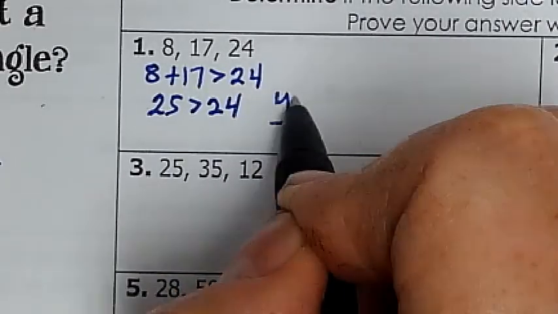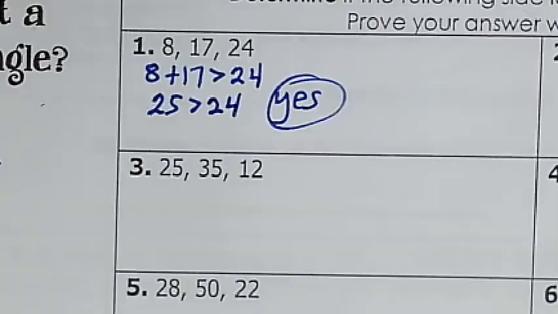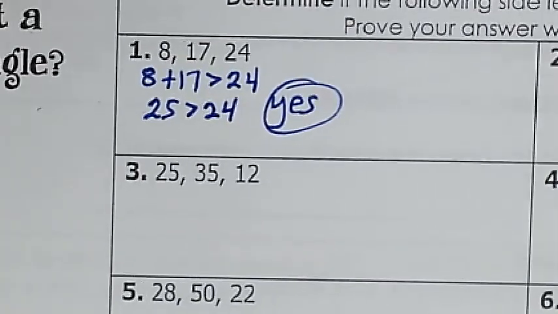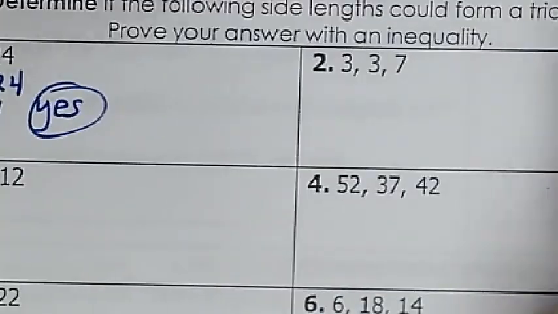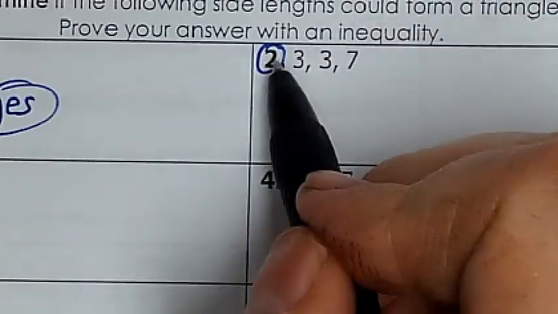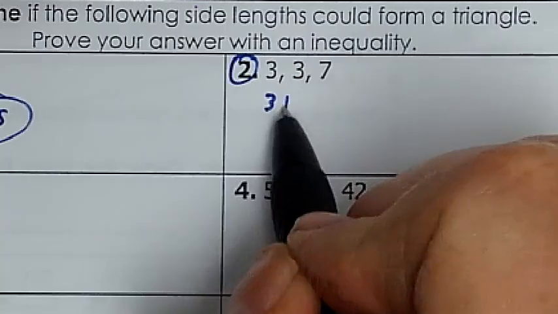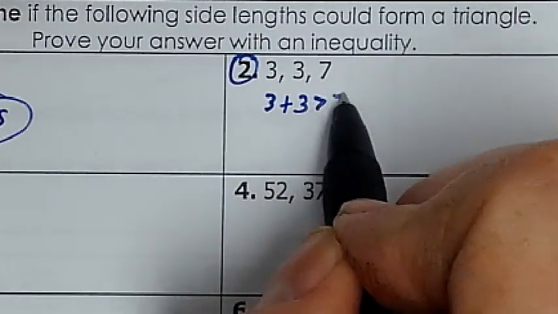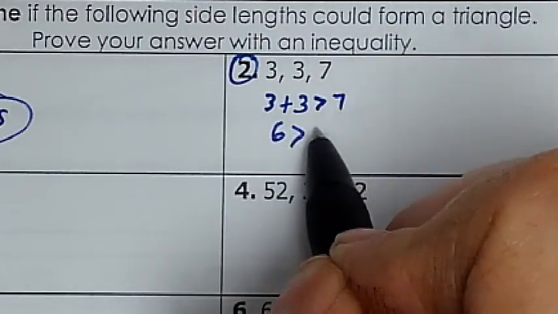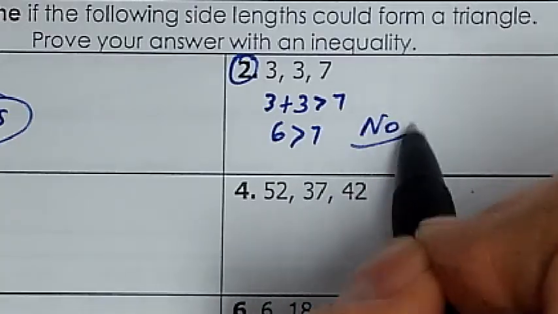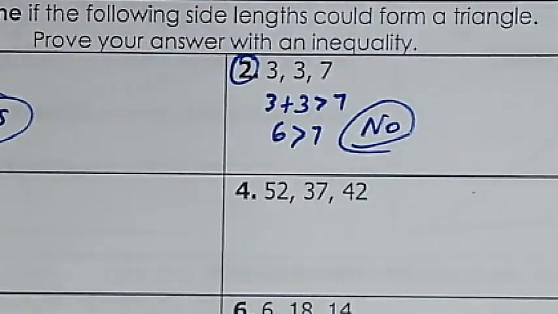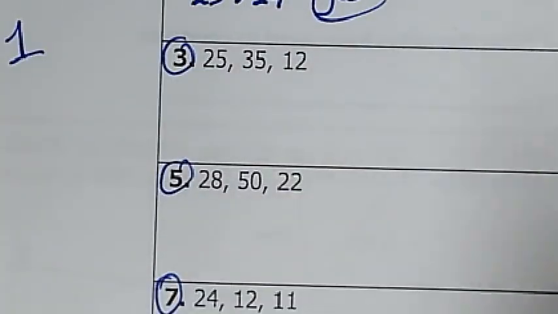Should we try one more? Okay, number 2. 3 plus 3. Will this form a triangle? Is 3 plus 3 greater than 7? No, that's a false. So it will never make a triangle. Okay, for this one, I'm going to ask you to do 3, 5, and 7. Okay, so I'm going to put this here. 3, 5, and 7. Got it?